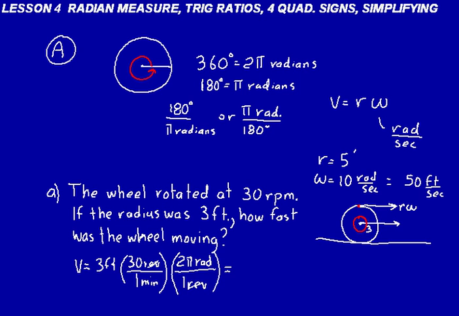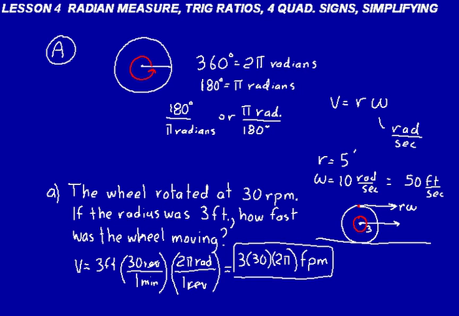We can say 3 times 30 times 2 pi feet per minute. We don't worry about the radians anymore, so we take those out of the answer, and I'll just say FPM, feet per minute. This is usually how they want your answer. Obviously, we could multiply all those together. We'd have 180 times pi.